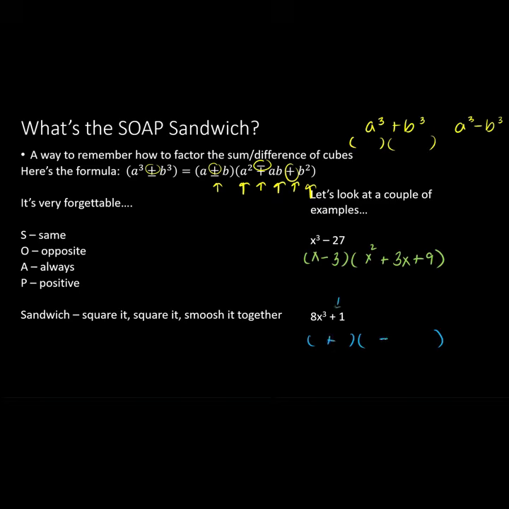Same, opposite, always positive. The cube root of 8 is 2. The cube root of x to the third is x. The cube root of 1 is 1. To get my other factor, I will square it, and smush them together for the filling. 2x squared is 2x times 2x, or 4x squared. 1 squared is 1, and I'll do 2x times 1, which is 2x to get the filling.